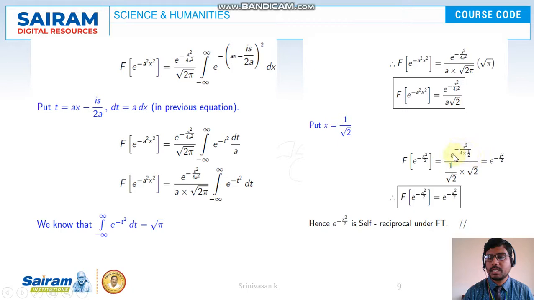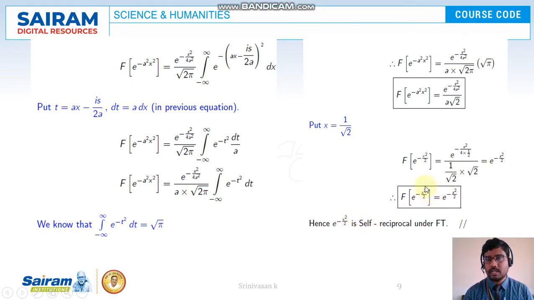So the 2 times cancel, we get e^(-s²/2) divided by a, where a equals 1 by root 2, into root 2. So this root 2 and this root 2 are cancelled. We get e^(-s²/2). So F of e^(-x²/2) equals e^(-s²/2). Therefore e^(-x²/2) is self reciprocal under the Fourier transform.